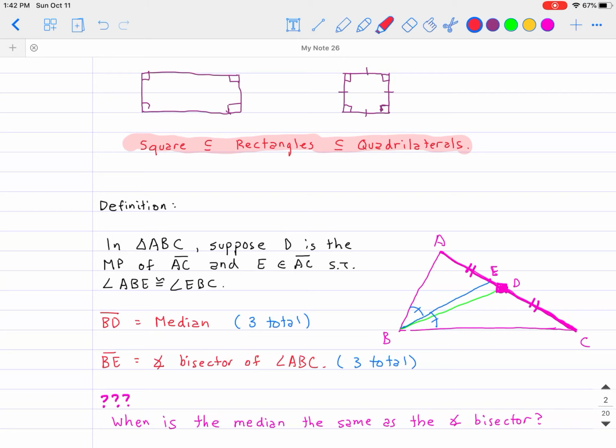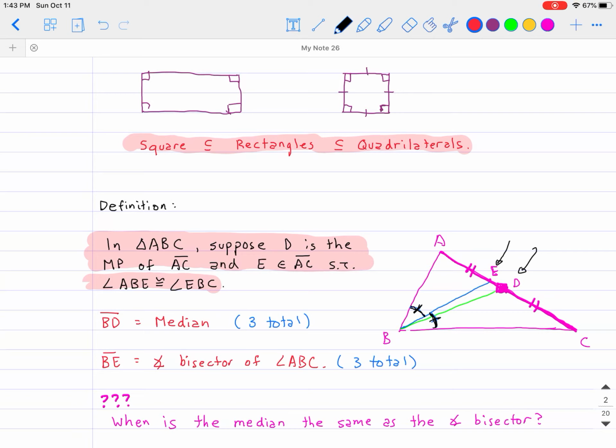All right, so now we're going to move back into the triangle and try to connect all these together. The last set of definitions will be the following. In a triangle ABC, suppose that D is the midpoint of AC and E is a point on the opposite side, AC, such that angle ABE is congruent to angle EBC. So you can see that D right here on the triangle is my midpoint. And E is a special location, not necessarily the midpoint, but such that angle ABE is congruent to this angle right here, EBC.